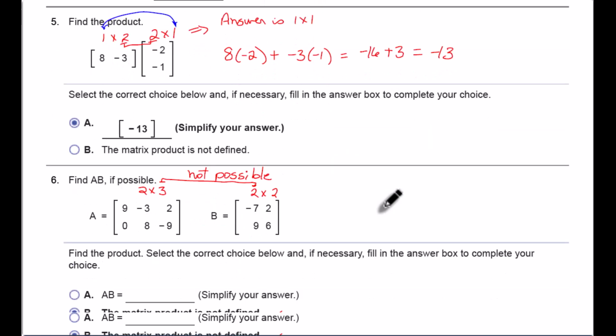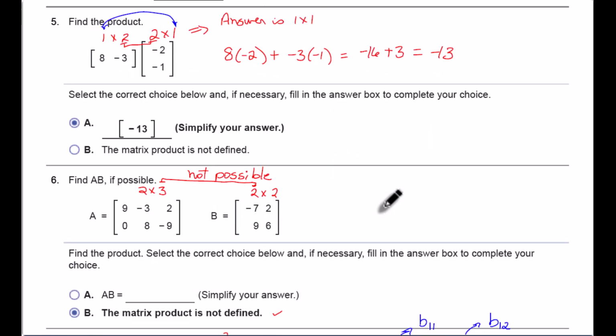All right, what about 6 here? Is this possible? Let's see. A is 2 by 3, 2 rows, 3 columns. B is 2 by 2. Well, look, the inside numbers don't match, and so the multiplication is not possible.